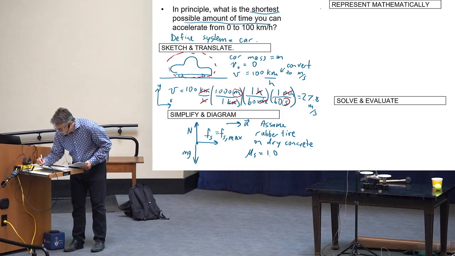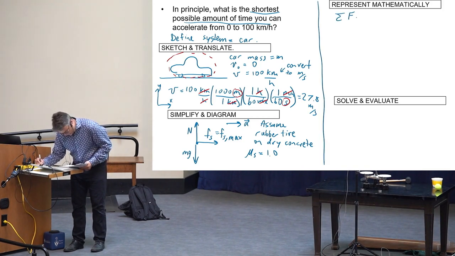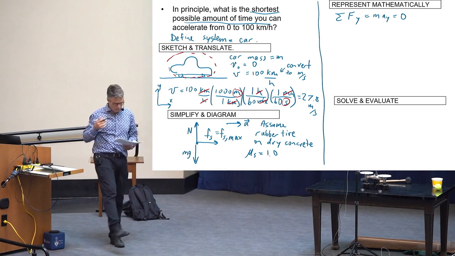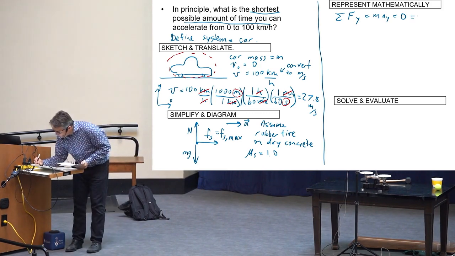So now I can represent this mathematically. The sum of all the forces in the y direction is mass times the acceleration in the y direction, which in this case is 0 because it's not accelerating up or down. And that's going to be equal to the normal force minus mg. And so from that, you can solve out that n equals mg.